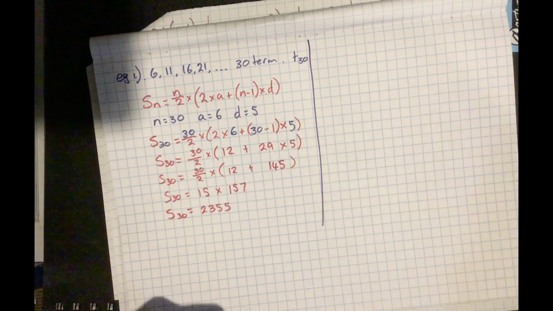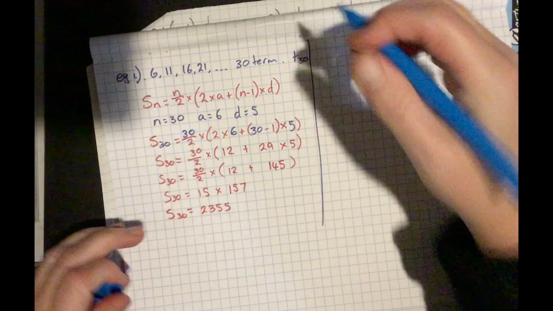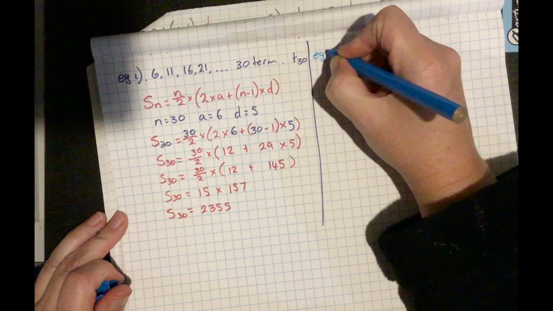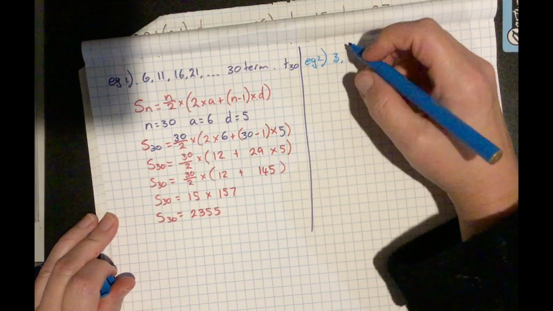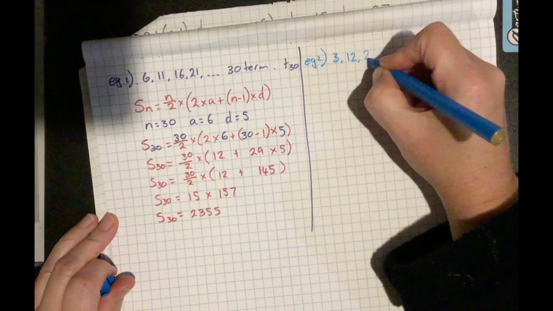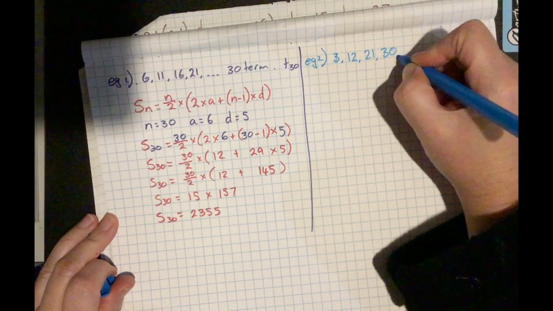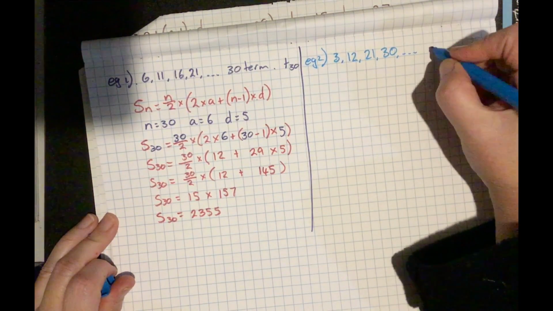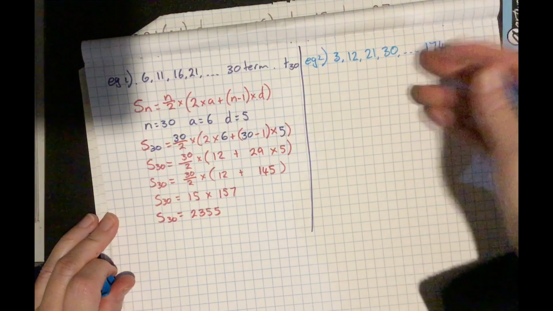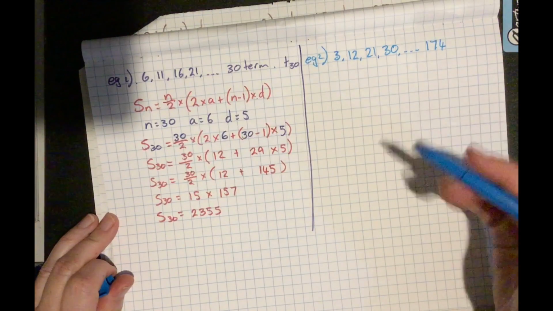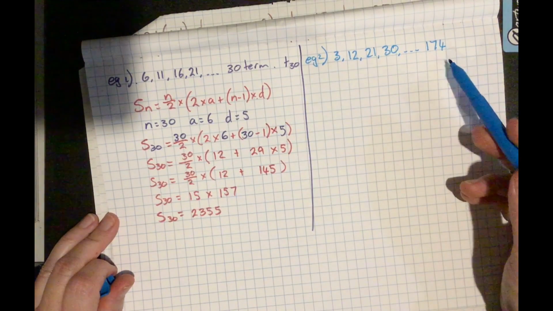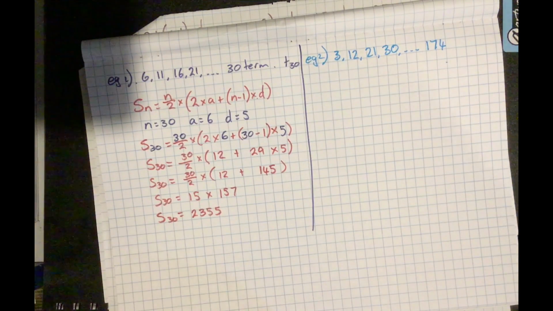Let's suppose you've been given a question such as this. So let's call it example 2. Let's say this time our sequence is 3, 12, 21, 30, and after a while we get to the value 174, and we are asked to find the sum of this particular series. Now let's have a look at what we've got. We know we've got a formula that we need to use, so let's write that formula down.